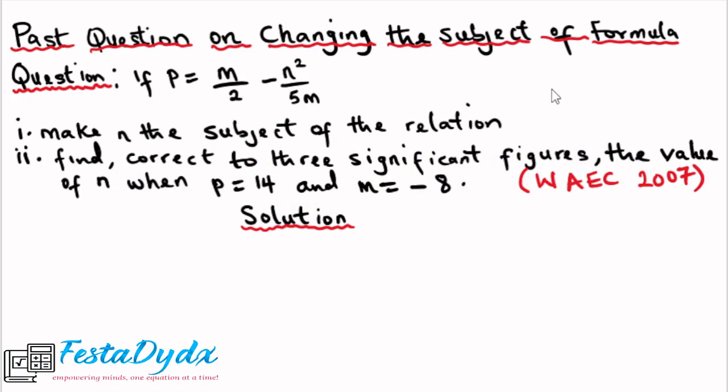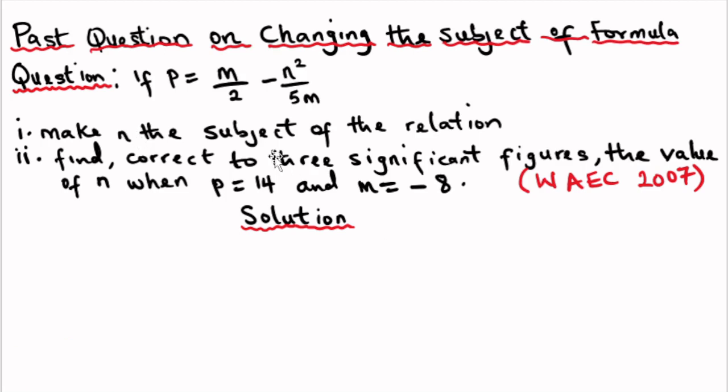We'll have if P equals m over 2 minus n squared over 5m, we are to make n the subject of the relation and find, correct to three significant figures, the value of n when p is equal to 14 and m equals minus 8. Now the question II stands for this: after we are done making n the subject of formula, with the formula we've gotten, we are to substitute p as 14 and substitute m as minus 8. Let's start with the question for the day.